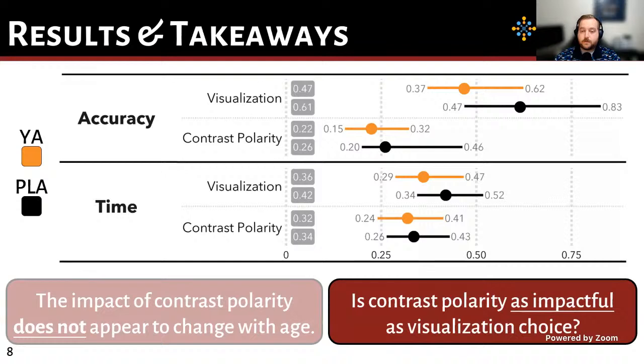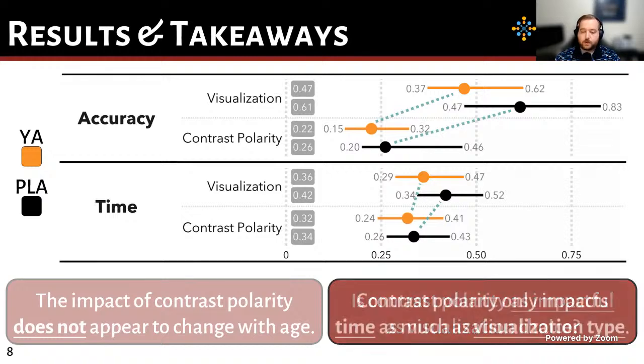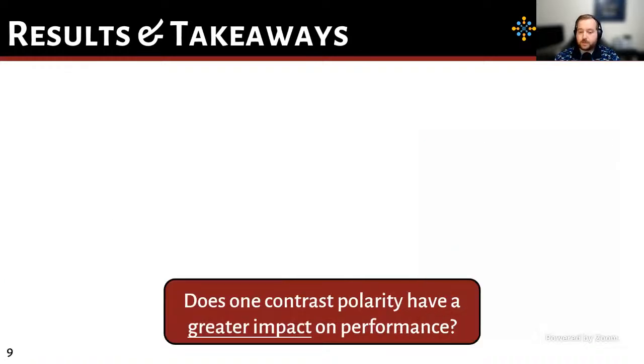And what we found was that in this case, we wanted to compare colors to each other to look for overlaps. For accuracy, there was no overlap for either age group. So there was strong evidence of a difference. Whereas for time, there was very little overlap. So essentially, we could conclude that contrast polarity seems to impact time as much as visualization type, but that's not the case for accuracy.